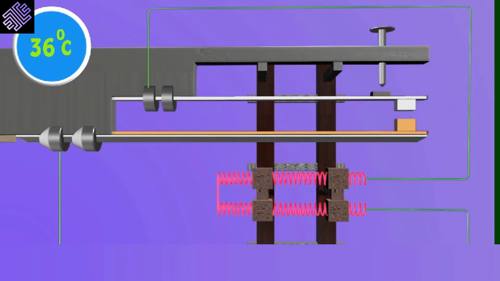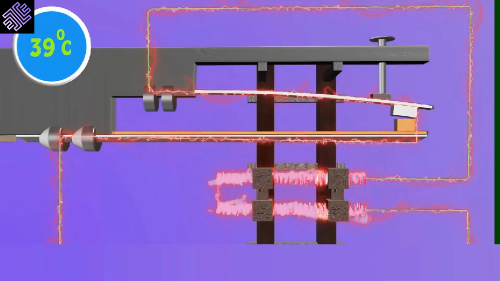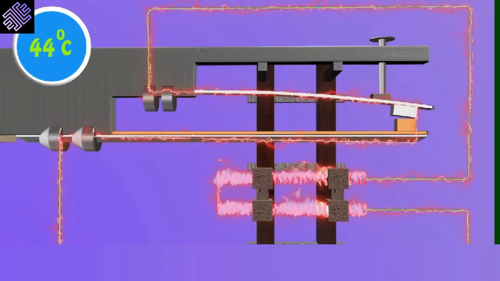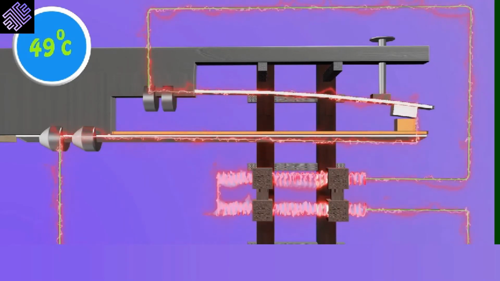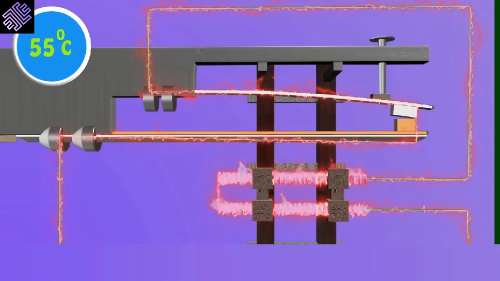When the control knob is pushed down, it makes contact with the steel spring. The force exerted pushes the steel spring further down until the contacts touch, allowing current to flow in the circuit. The current here is shown by the glowing red lines. As current flows, the heating element starts, and this steadily increases the temperature of the bimetallic strip.